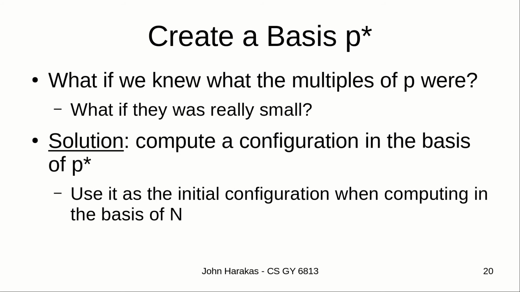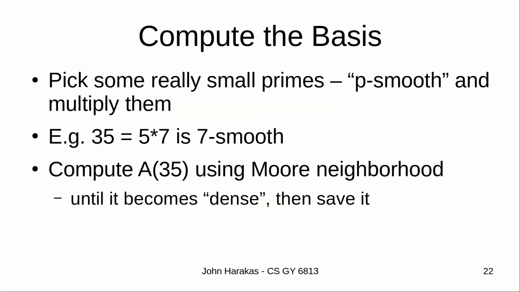if we use a really small number like 5 or 7, maybe we only need 5 to 7 iterations before we can check the configuration for p. And that's what I mean, a base in a different basis.